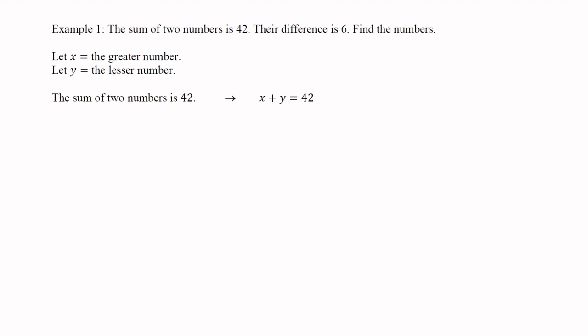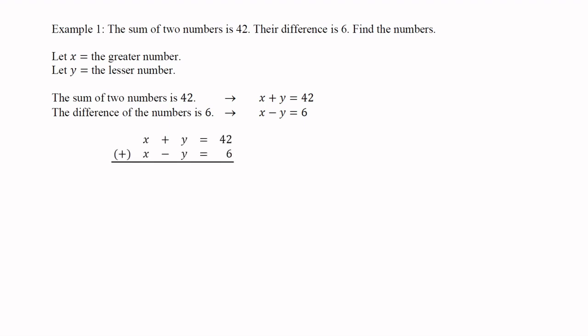That's one equation. Then we also have that their difference is 6. So if we take the greater number and subtract the lesser number, then the result will be 6. So x minus y equals 6. Now we have 2 equations with 2 unknowns. We can solve this system. Since we have a plus y and a minus y, we can use elimination very easily on this one.